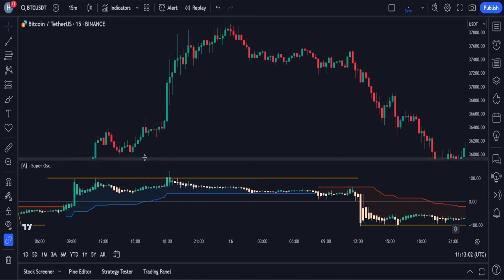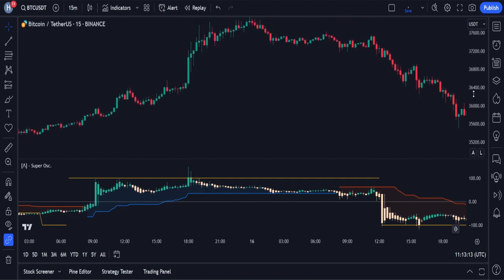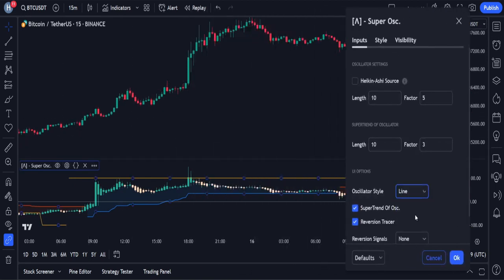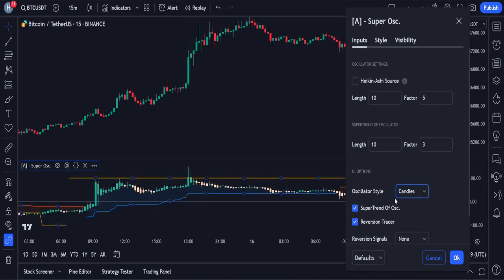As you can see, we have Heikin Ashi candles here, and this is actually a SuperTrend oscillator. A SuperTrend that is standardized and it's shown like Heikin Ashi candles by default. Let's open the settings of this indicator. In the settings, we can change the style of the oscillator. If you set it on line, you will just have a smooth line. But when you set it on candles, you will have Heikin Ashi candles.